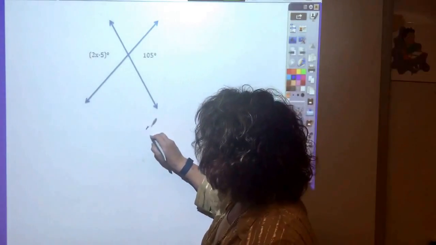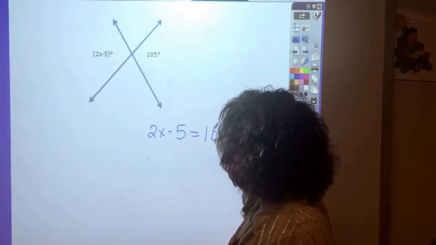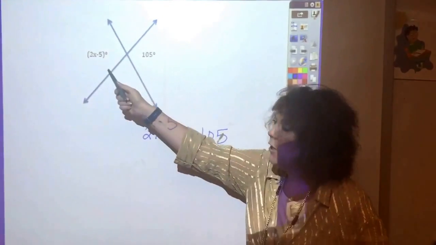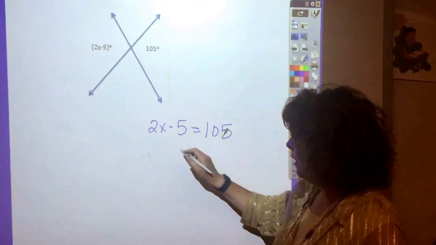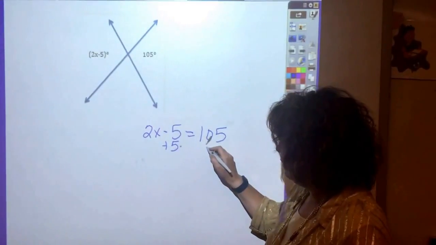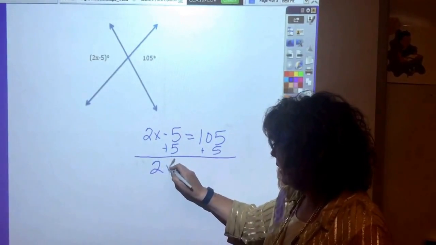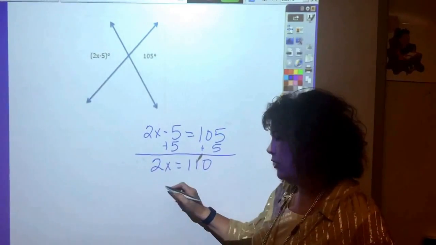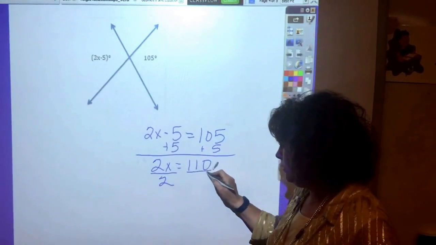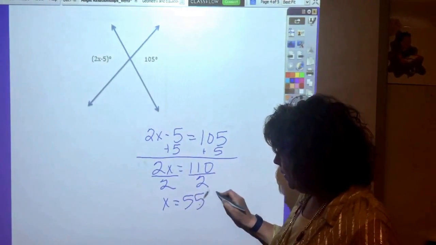So we have 2x minus 5 equals 105, okay? We have to go off the picture. That's where we're going to get the information. So we solve this just like we would solve any equation. We're going to add 5 to both sides. And so we get 2x equals 110. And then this is a multiplication equation, so we're going to divide by 2, divide by 2. So x equals 55, okay?